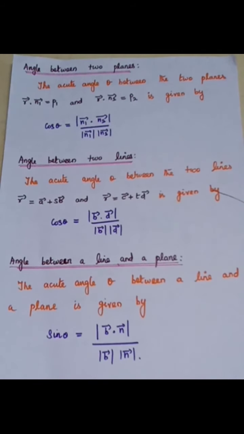Good morning, students. So today we are going to see two topics. One is angle between two planes and angle between a line and a plane. The second one, equation of the plane passing through the line of intersection of two given planes. So first, we'll see the formula of angle between two planes.